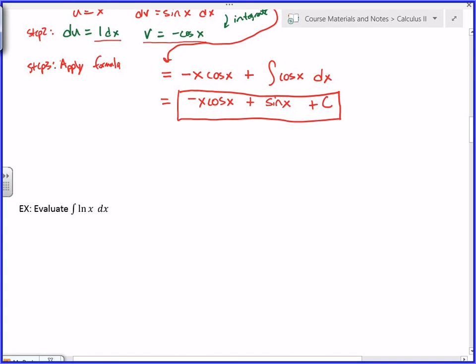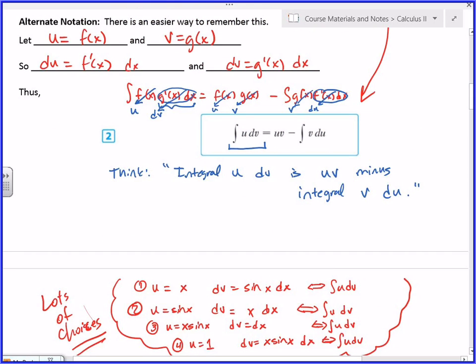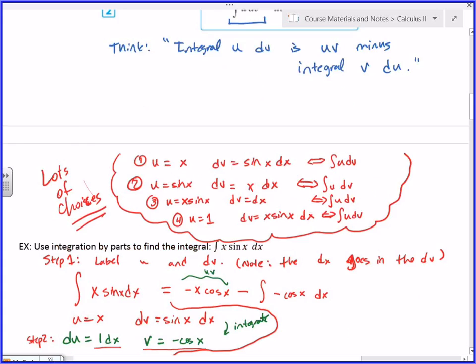Again, the whole goal of that formula is so that the integral that you end up with on the right-hand side becomes simpler than the one you started with. If you come up with one that's more complicated and harder to integrate, you've probably gone the wrong direction and might try switching what's u and what's dv. Okay.